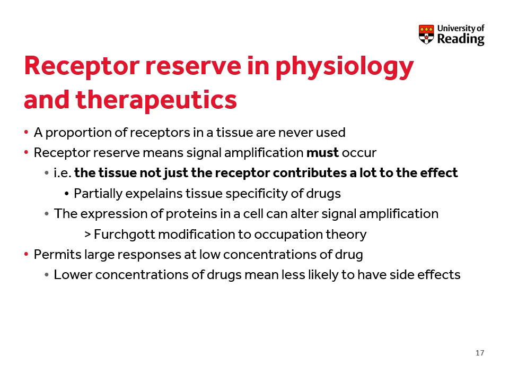So it's the expression, or the amount of expression, of proteins in a cell that can alter signal amplification. That was discovered by a pharmacologist called Furchgott, who then later went on to discover nitric oxide as a vasodilator. So those who've done the aorta experiment, that experiment won a Nobel Prize. So there you go.